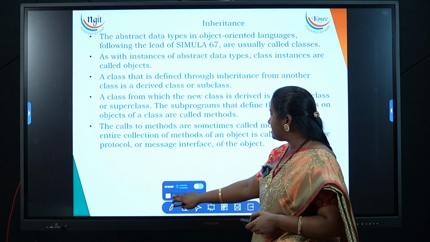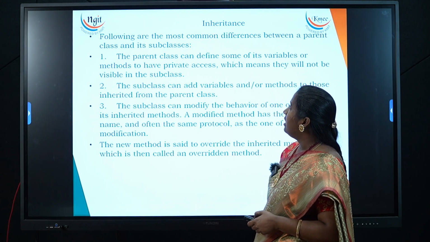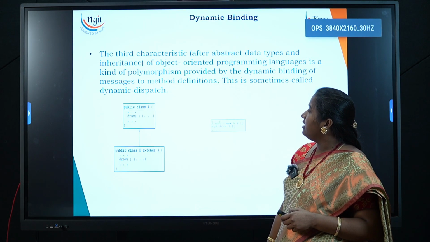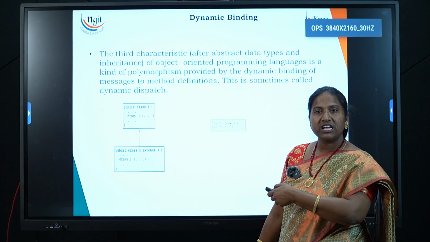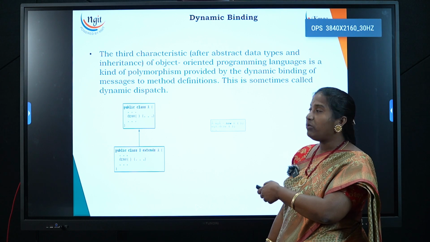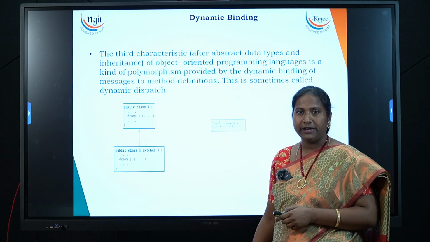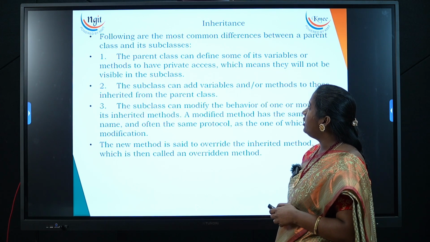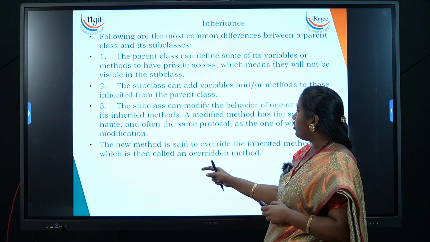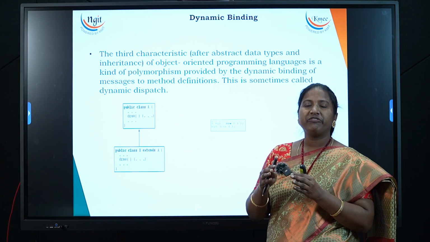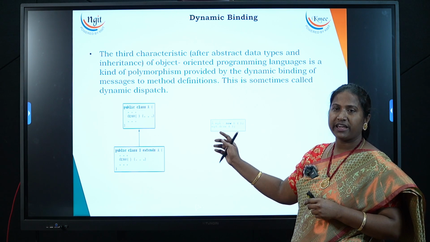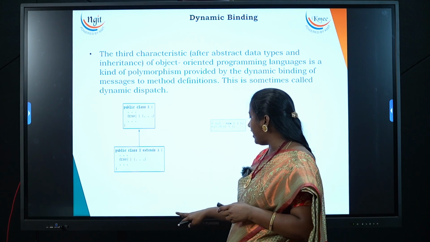Now let's see how to define the inheritance concept in the language; we'll see that language by language. Now let's understand dynamic binding. So what is dynamic binding? Here we have a new method which is said to override. To overcome the feature of override, we go for dynamic binding. Let's understand dynamic binding.